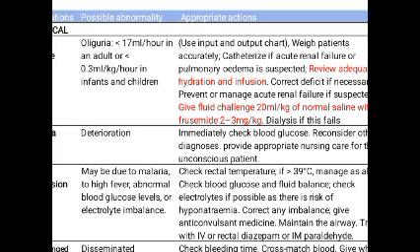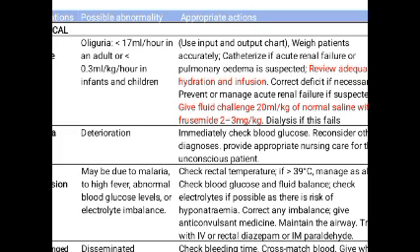Clinical, 5. Coma score. Possible abnormality: deterioration. Appropriate action: immediately check blood pressure. Reconsider other diagnosis. Provide appropriate nursing care for the unconscious patient.